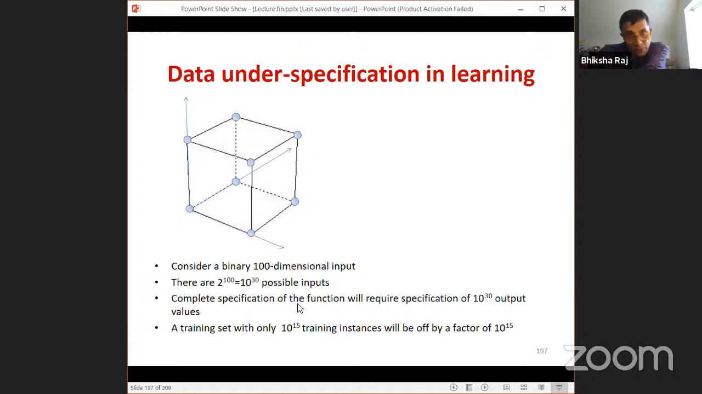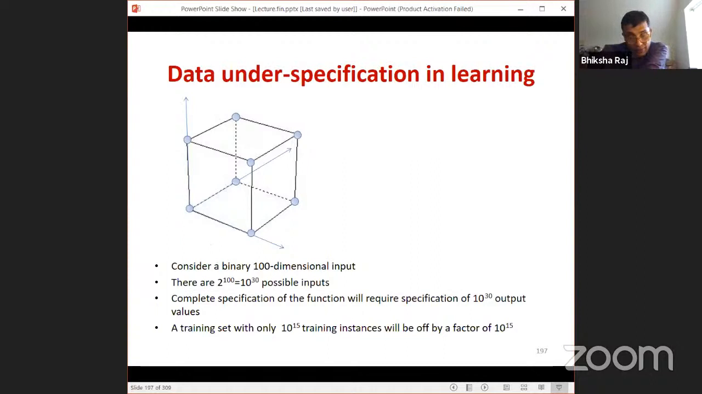So for this trivial problem, suppose I give you 1,000 trillion training examples. To completely specify the function, I actually require 10 raised to 30 values. I need to specify the function value at each of these corners. So these 1,000 trillion training examples, which is more than we're going to see in any problem, are going to be off by a factor of 10 raised to 15 in being sufficient to specify this function.